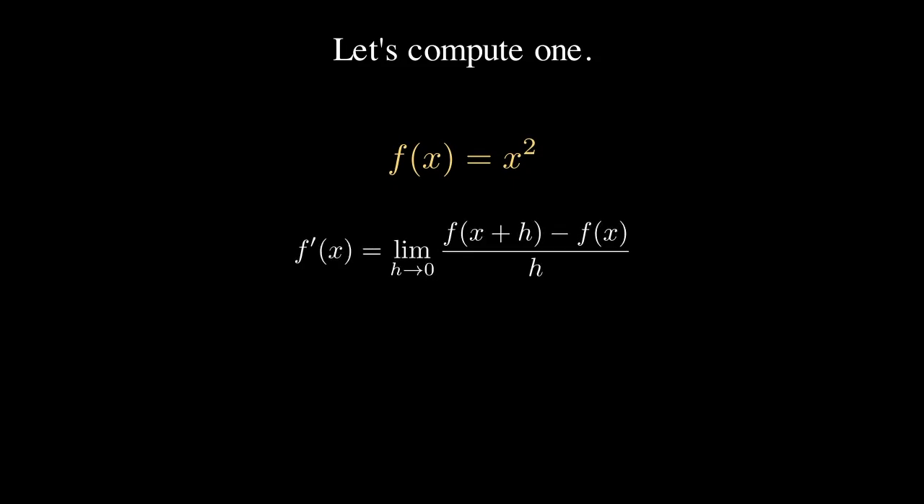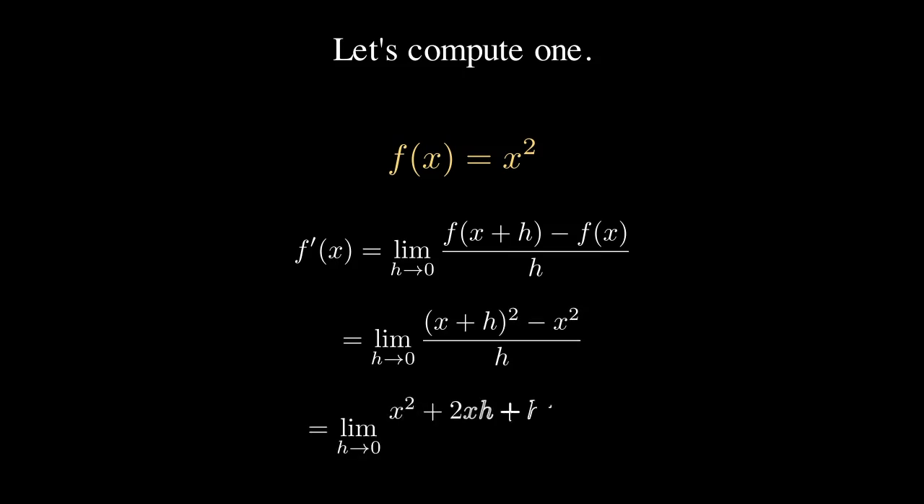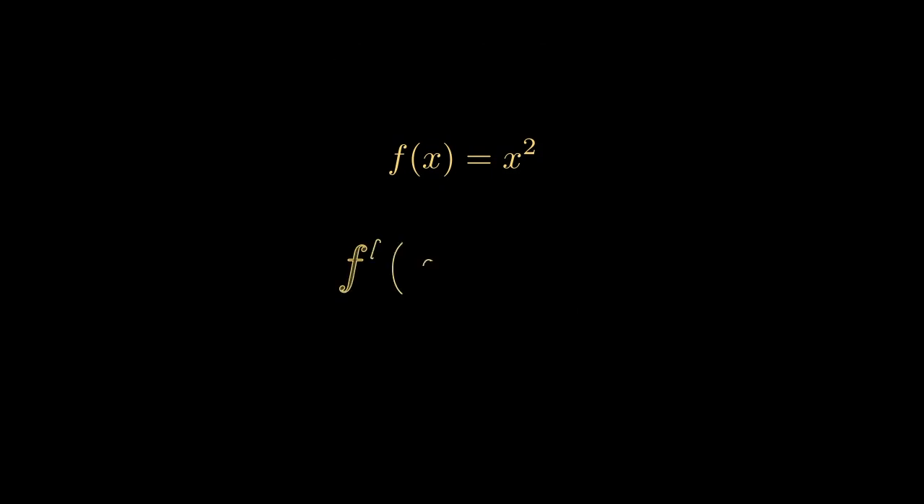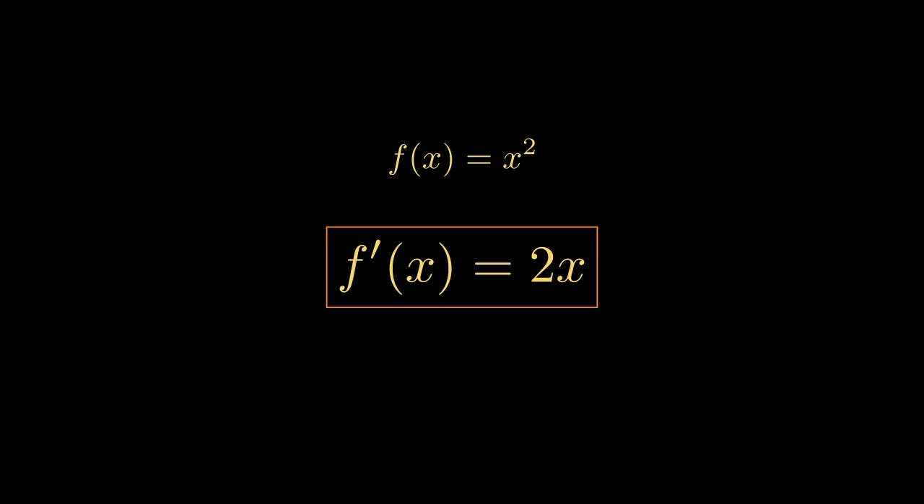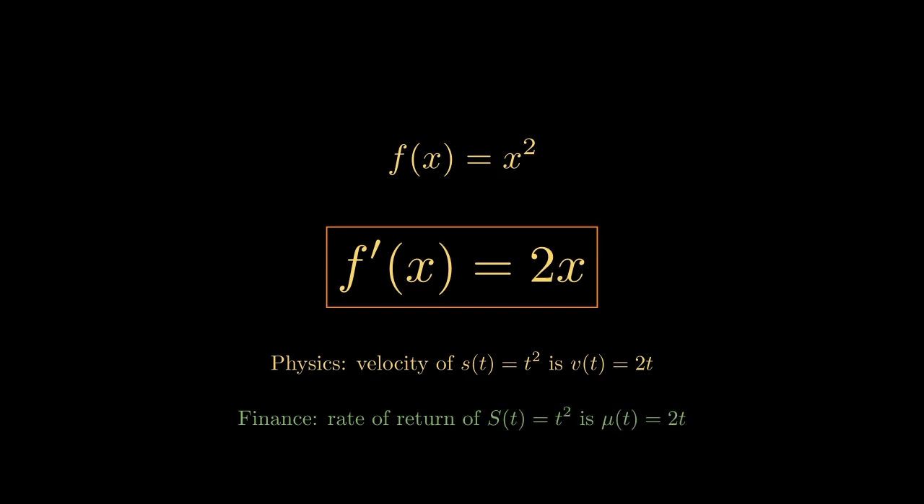Let us use it. Take f(x) = x², plug it into the definition. f(x+h) is (x+h)². Expand that. You get x² + 2xh + h². Subtract f(x), which is x². The x² terms cancel. You are left with 2xh + h² in the numerator. Factor out h, cancel it with the denominator. Now take the limit as h goes to 0. The h term disappears. You are left with 2x. That is the derivative of x².